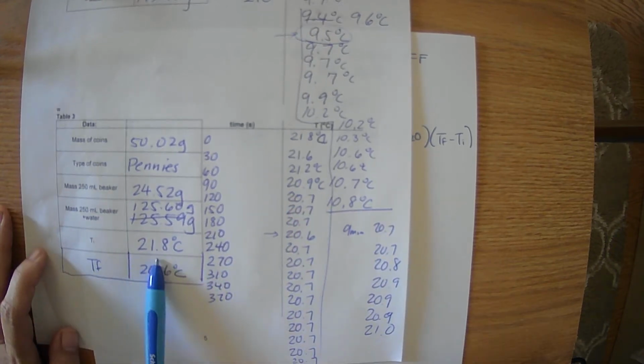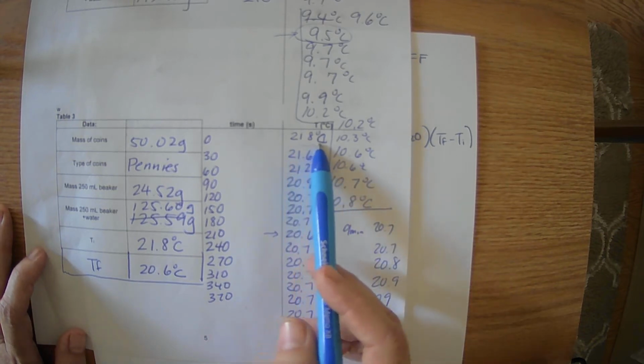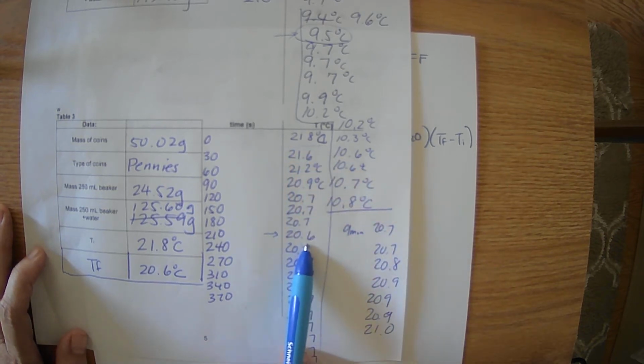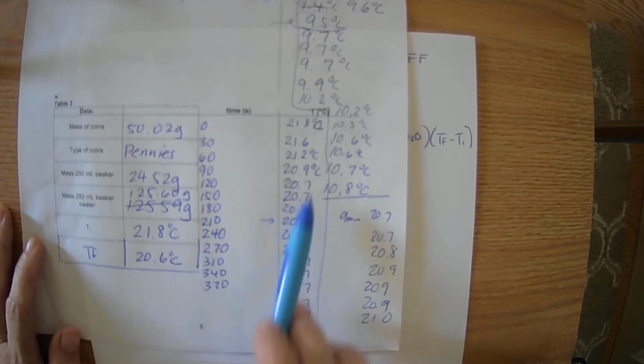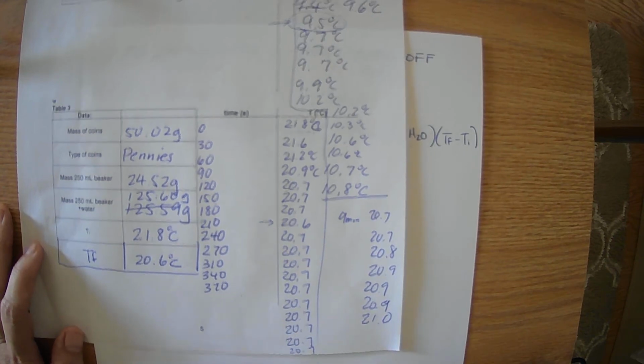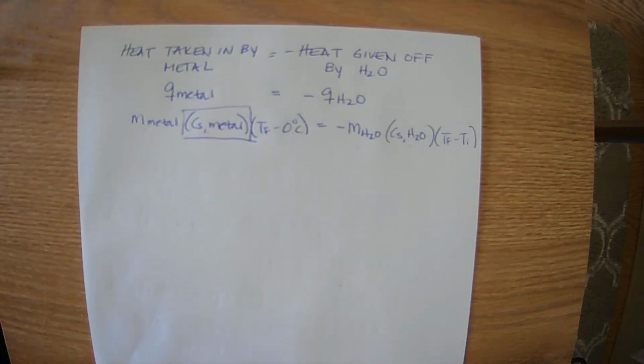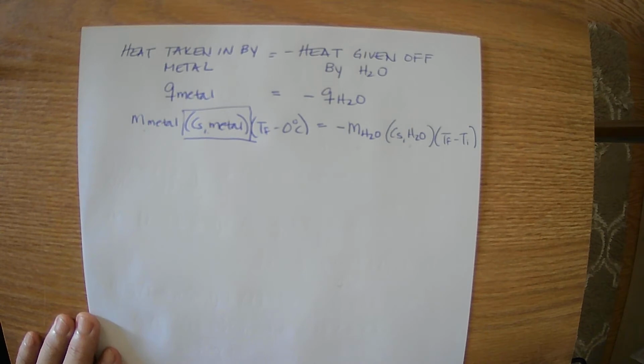was 21, or mine was 21.8 degrees when I started, before I added the pennies, and then the T final, again, is the minimum. So it went from 21.8 degrees C, went down to 20.6, stayed, if you remember, at 20.7 for a very long time, and then I just made sure that it rose, and it went up to 21. So the minimum here is our 20.6, so that's our T final. Okay, so now we're going to go ahead and plug everything in and solve for our specific heat.